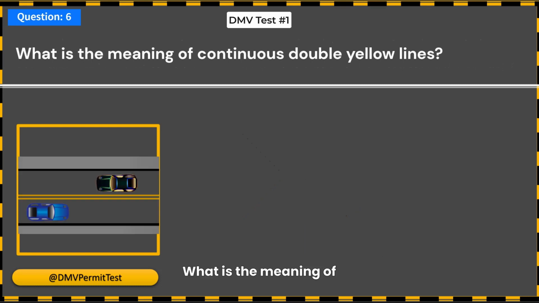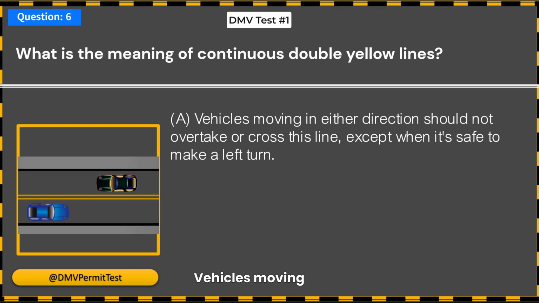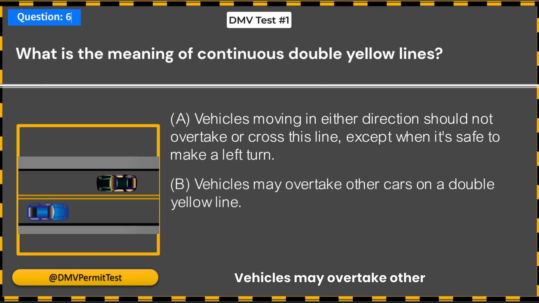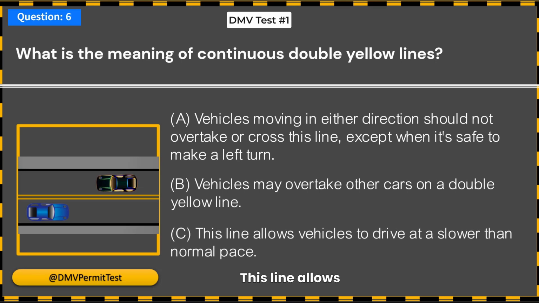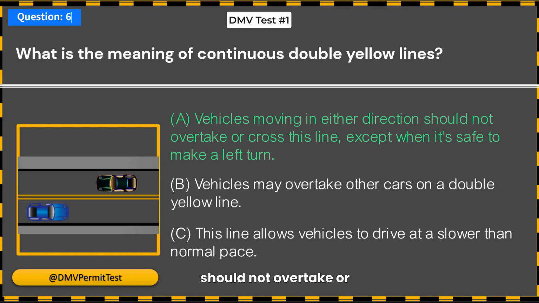What is the meaning of continuous double yellow lines? A. Vehicles moving in either direction should not overtake or cross this line, except when it's safe to make a left turn. B. Vehicles may overtake other cars on a double yellow line. C. This line allows vehicles to drive at a slower than normal pace. Correct answer, A. Vehicles moving in either direction should not overtake or cross this line, except when it's safe to make a left turn.